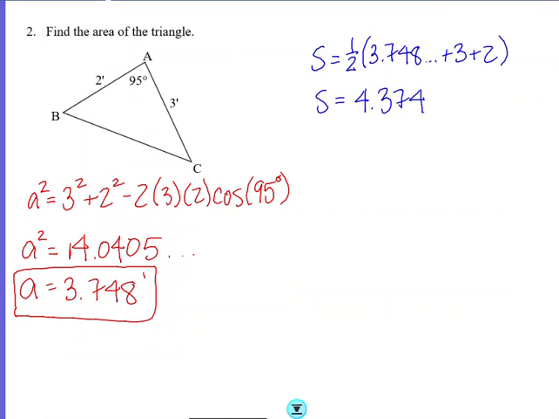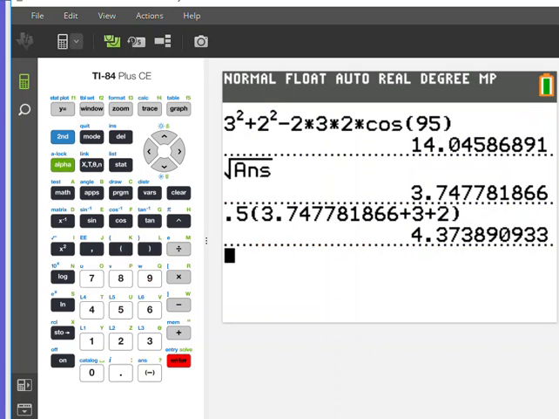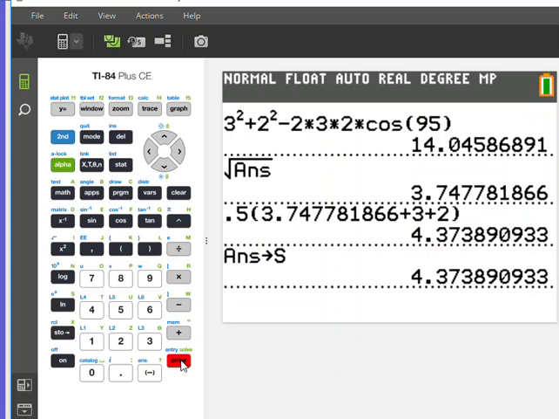Now, since I have two rounded values here, a rounded value for a and a rounded value for s, I want to use the store button in my calculator. I'm going to take this calculation that I just did and store it for s, which is alpha natural log. I can also go back to my value for a and store it for a.